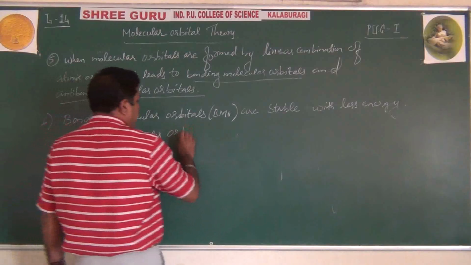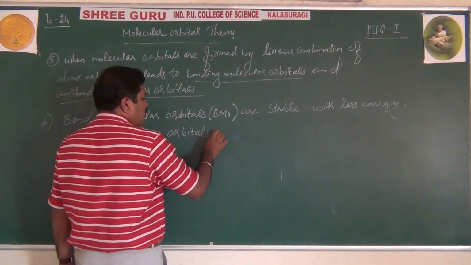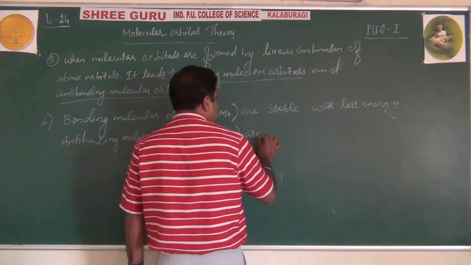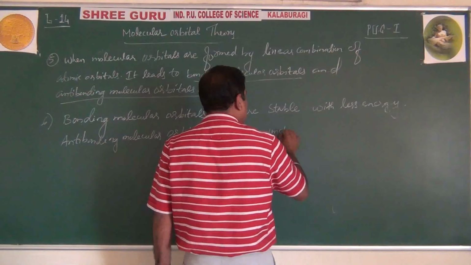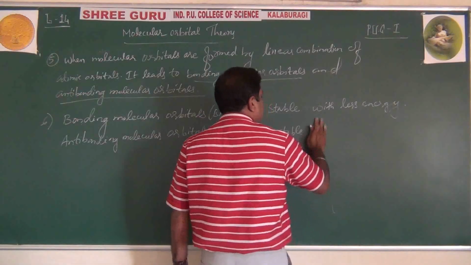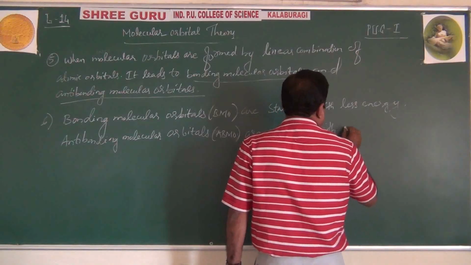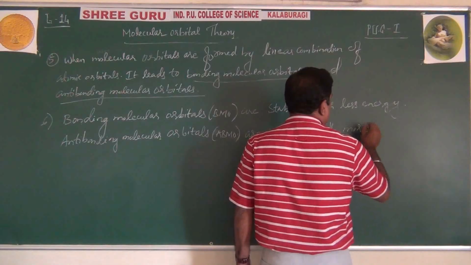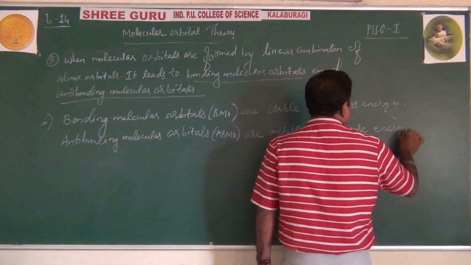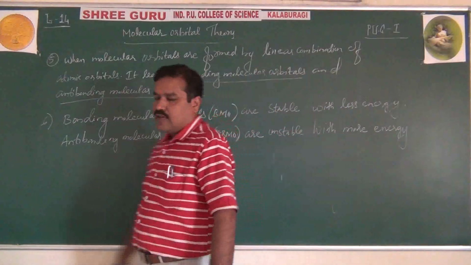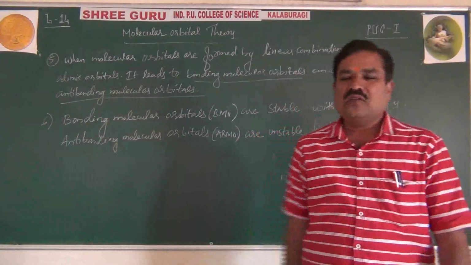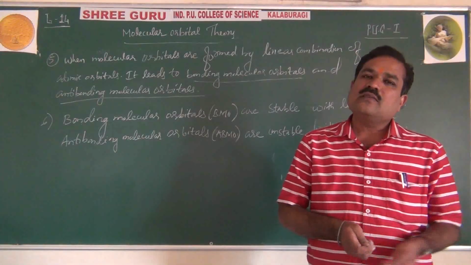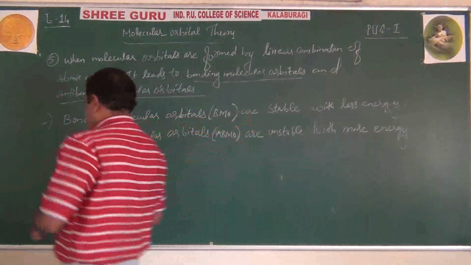Antibonding molecular orbitals, that is ABMO, are unstable with higher energy. That means antibonding molecular orbitals are having higher energy, whereas bonding molecular orbitals are having lower energy. Lower the energy, higher the stability. Higher the energy, lower the stability. Like this. And lastly, seventh one.